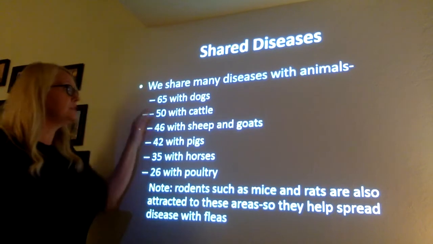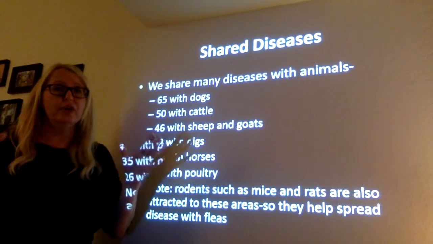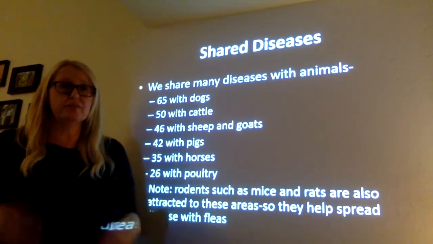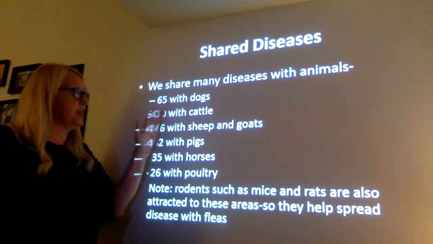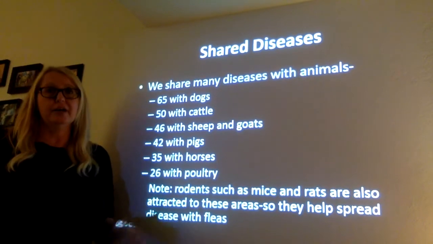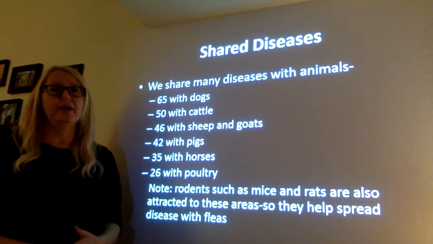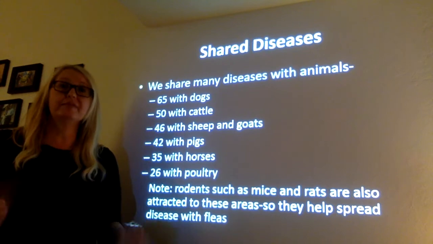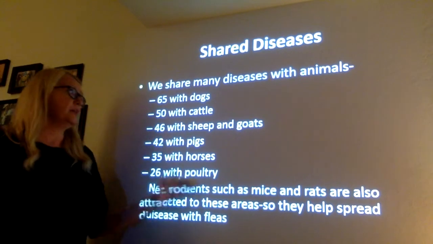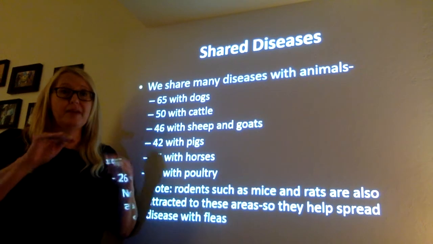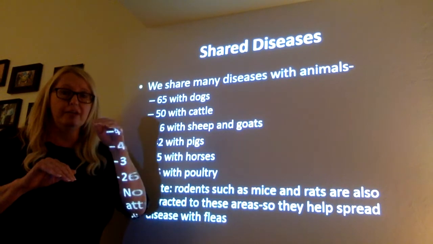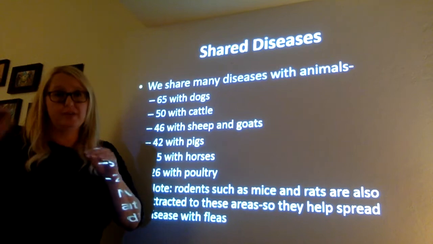Now, most of these animals have diseases we don't usually get. Usually if you have a really compromised immune system, then you start to come in contact with these. But usually they stay separate. But there are some times when viruses jump, right? They jump from the animal world into the human world. And then if they make another jump, it goes animal to human, and then another jump would be human to human.